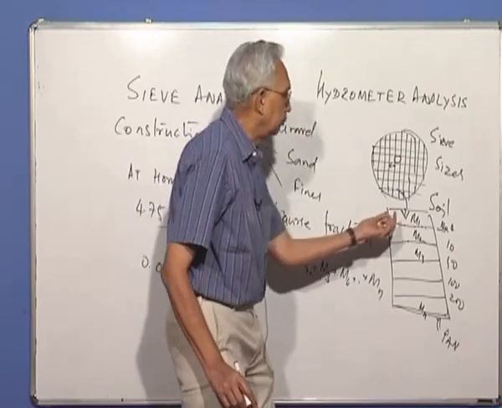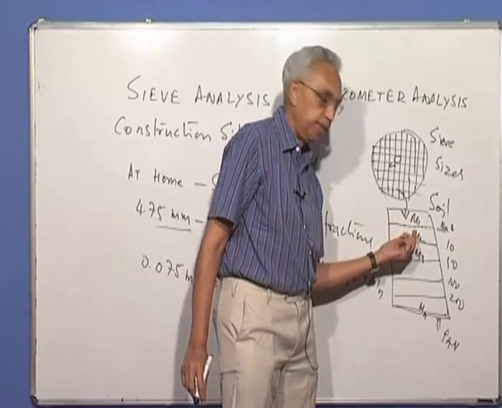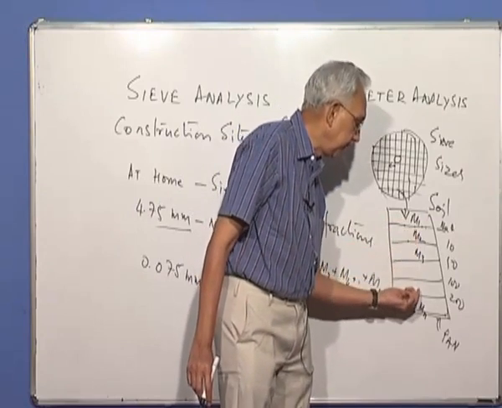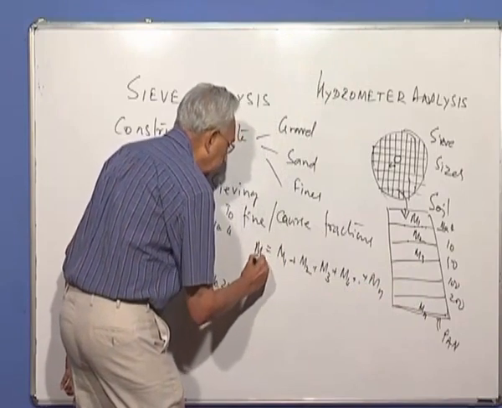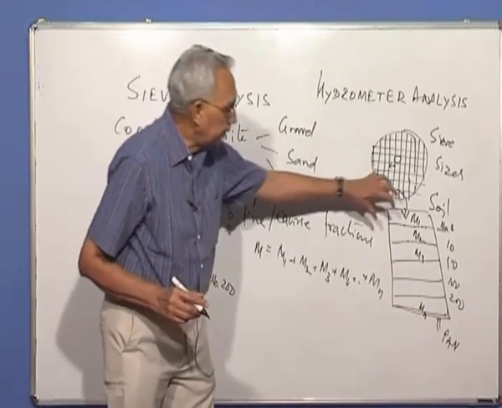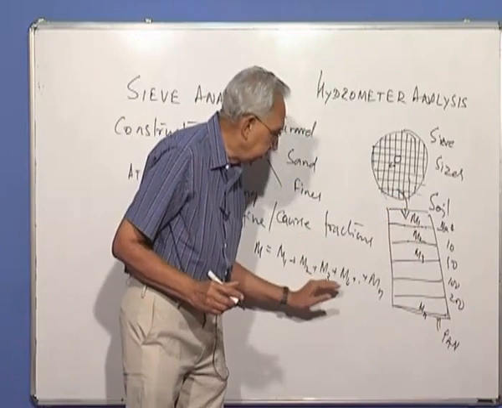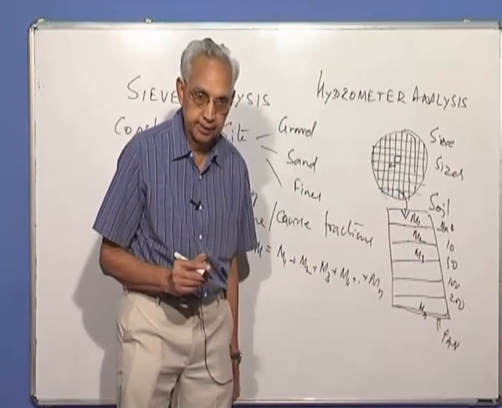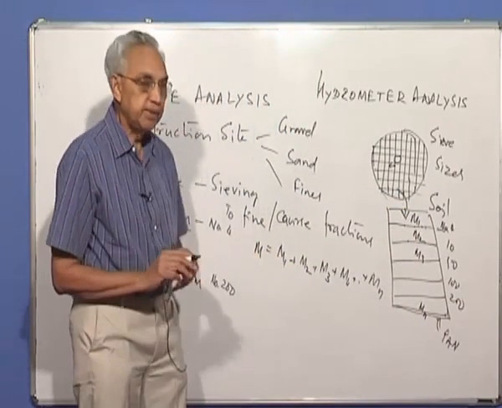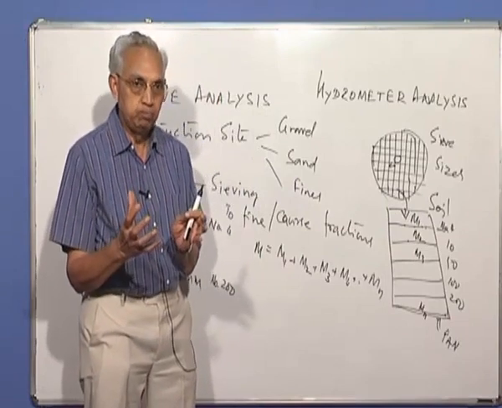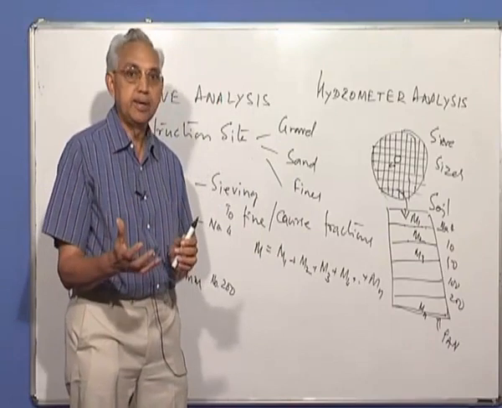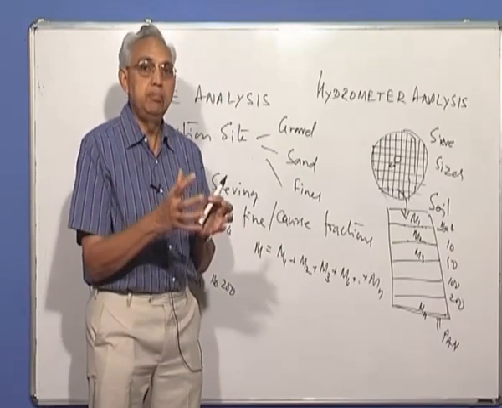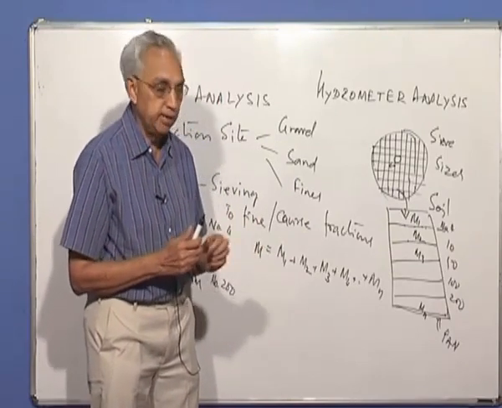Let us say this could be 8 grams, this could be 14, this could be 6, 11, 18, etc. So that will give me the total weight of the soil that has been put in, and that is retained by different sizes. Is it clear? What we are saying is we'll take a known amount of soil. It doesn't have to be 100 grams or 200 grams. It could be approximately about 100 to 150.